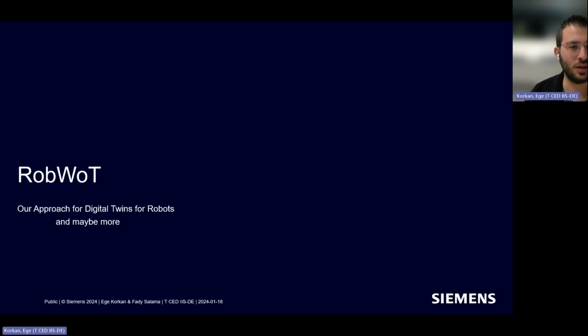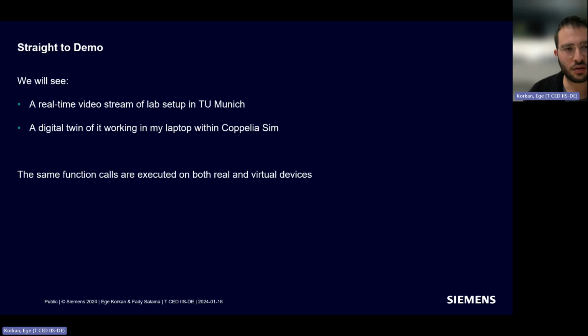and I will actually go straight to demo. We will show it for robots, but of course we can extend it for other things. As I said, I'll go straight to demo. What we will see will be on one side, the real-time video stream of a lab setup in TU Munich that is exposed to the public internet, but behind a secure proxy. And we have a digital twin of it working on my laptop with the CoppeliaSim. And then we will show some code that will be executed on both systems.